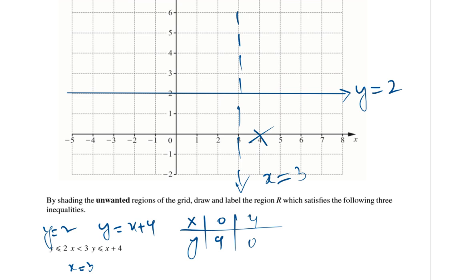and hold on, for the x-intercept it will be minus 4 comma 0. Minus 4 comma 0 is this point and 0 comma 4 is this point, and we will use a solid line.